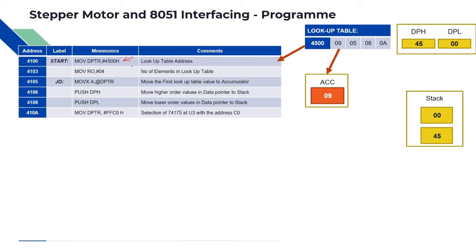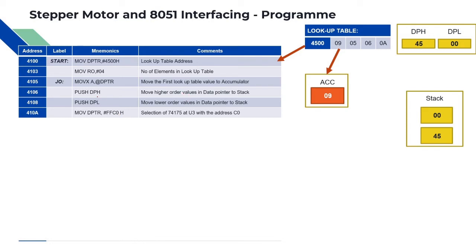One is 4500, the other one is FFC0. These two are 16-bit addresses. One, as I told you, 4500 is the address location where you have saved your reference values. And this FFC0 is the address where your interfacing kit is connected with the microcontroller. So whatever values you have generated have to be sent to the interfacing kit through this particular address, FFC0, right?